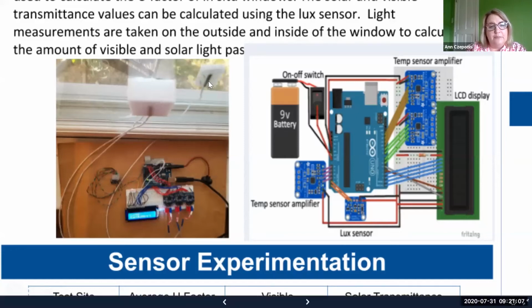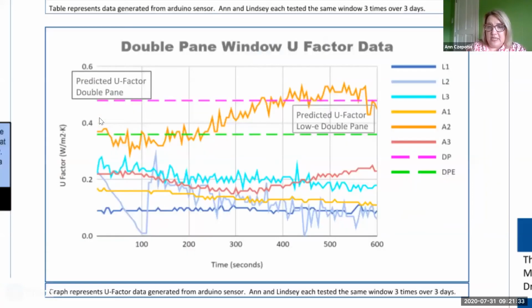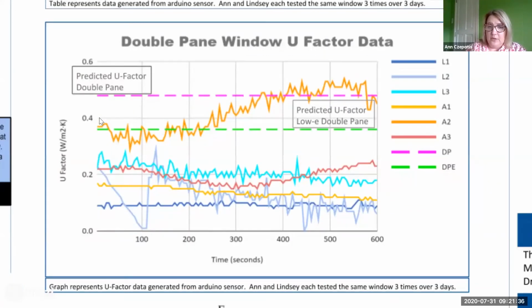So the blocks house these probes. Probe 1 is against the outside of the window. Probe 2 is against the inside. Probe 3 is housed within the block. You'll also notice that the lux sensor is attached to a 3-foot cord now to enable us to open the window and take an exterior reading and an interior reading. Lindsay and I each measured 1 double pane window 3 times. So we measured it once a day for 3 days.